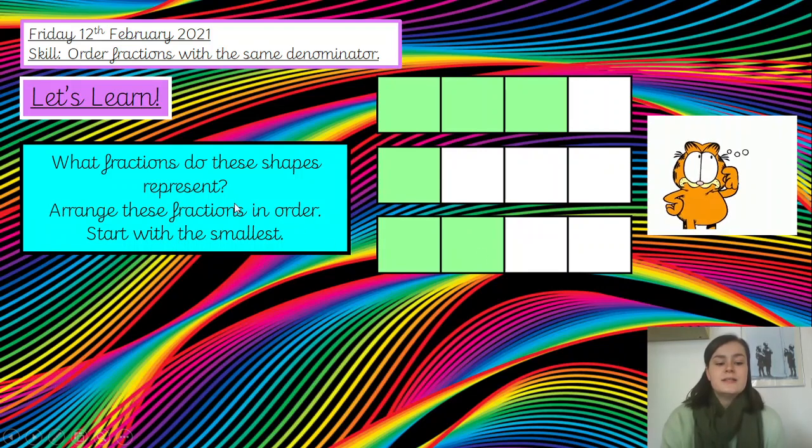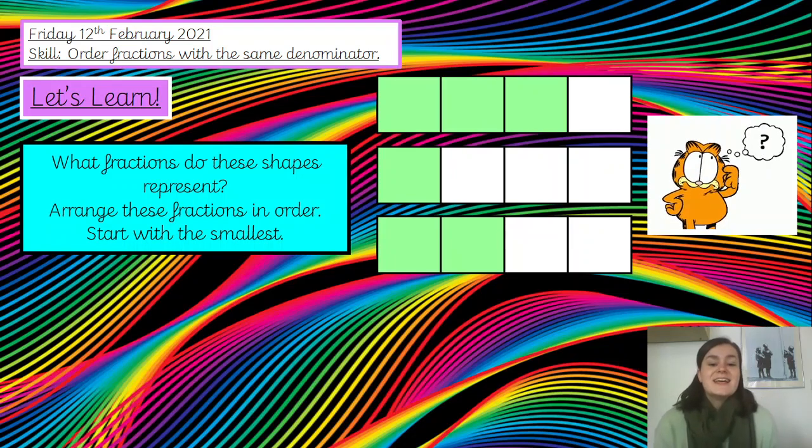Now this time we need to order them starting with the smallest. So which is the smallest fraction? It's the 1/4, isn't it? This middle one here. And then the next one would be which? It would be 2/4, the bottom one, and the biggest one, so the one that's going to go right at the end, will be 3/4.